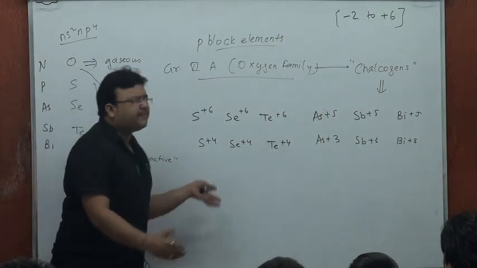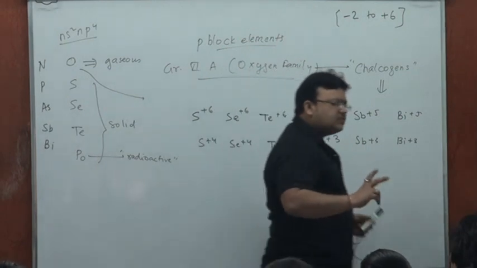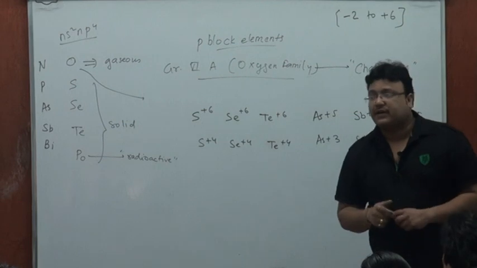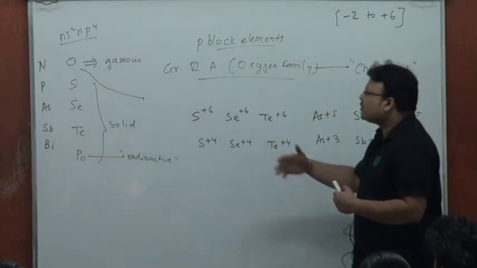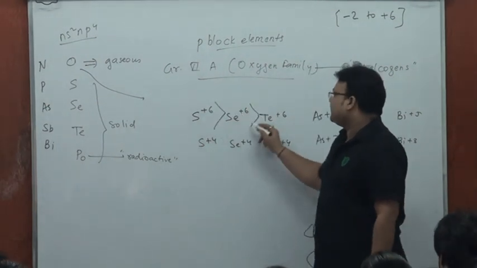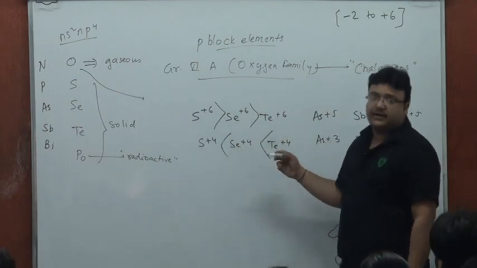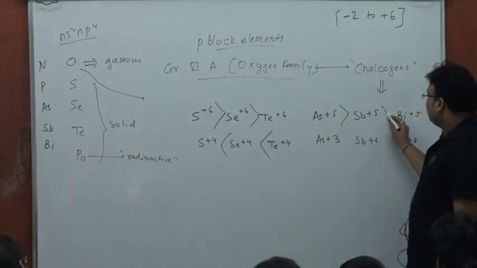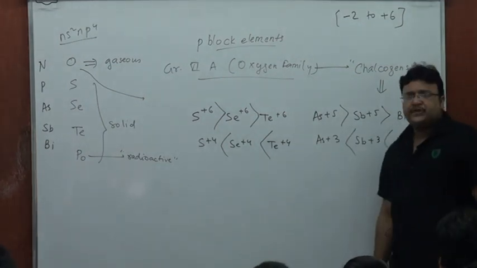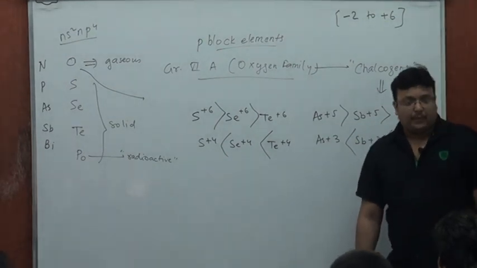Different problems based on these ideas would require this conclusion that, moving down, the lower state will become more stable. So if they ask you to compare the stability of the higher and the lower state, this will be the order of stability of the higher oxidation state, and this will be the order of stability of the lower oxidation state. Same for the nitrogen family, and as I repeat, in the nitrogen and carbon families, the effects will be more prominent.